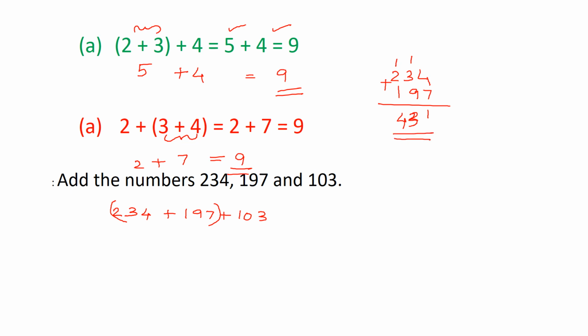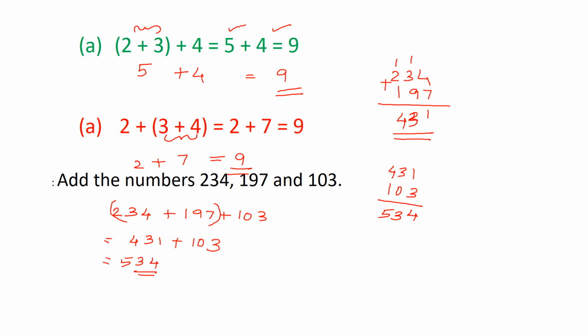Now there is some more to add. So we'll get here as equal to 431 plus 103. So now we'll add 431 plus 103. What will be the answer? 3 plus 1, 4. 3. 5. 534. The answer we are getting is 534.